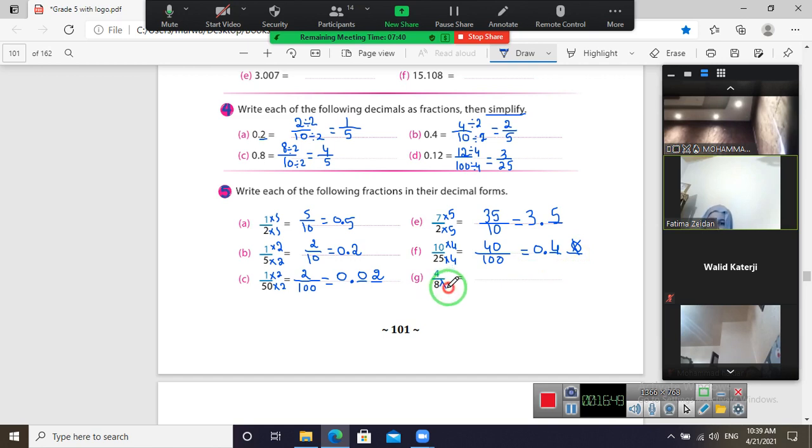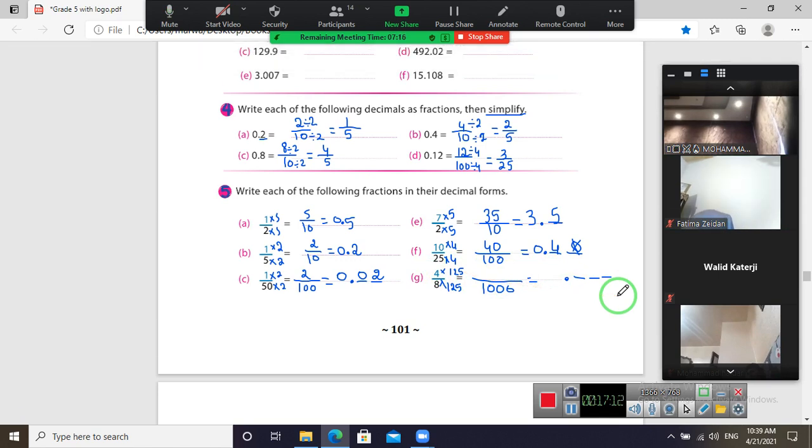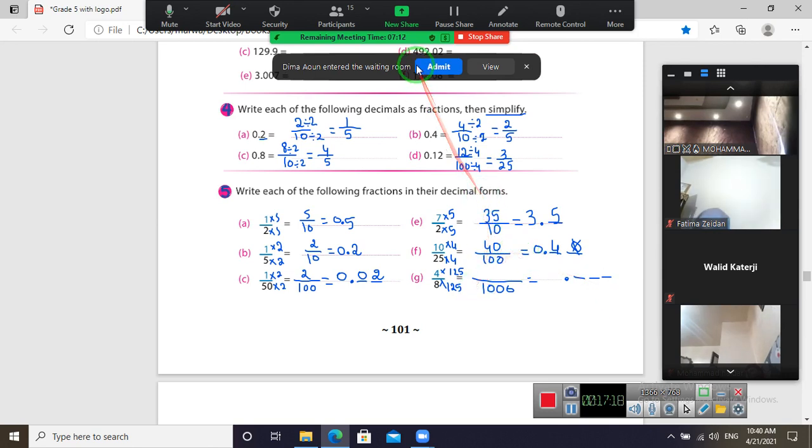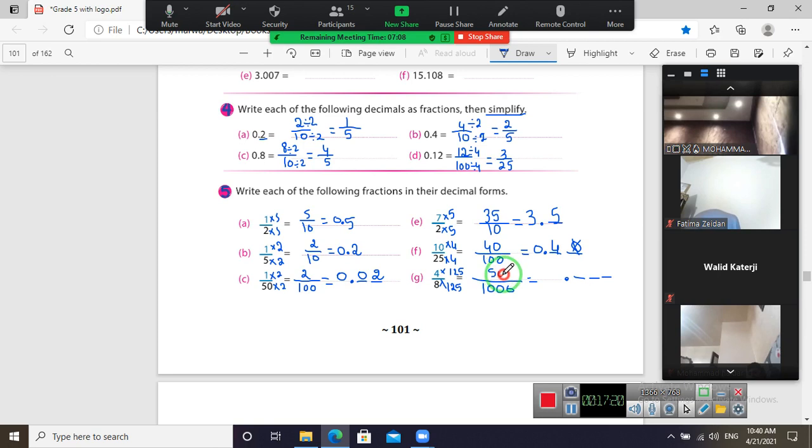Here times 125. Since 8 times 125 gives me what? 1,000. That means point and 3 chairs after the point. Now I will multiply 4 by 125. It's equal to what? 500. Also, I will write here 500. I will mark the number on the chair, and the other chair should be 0. I will cross 1 0 and 1 0.